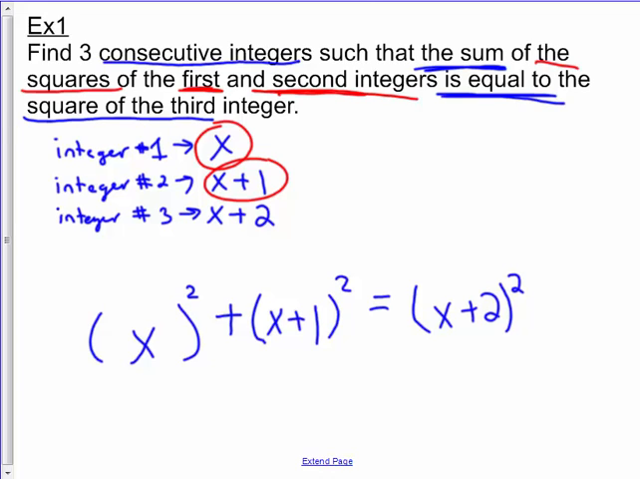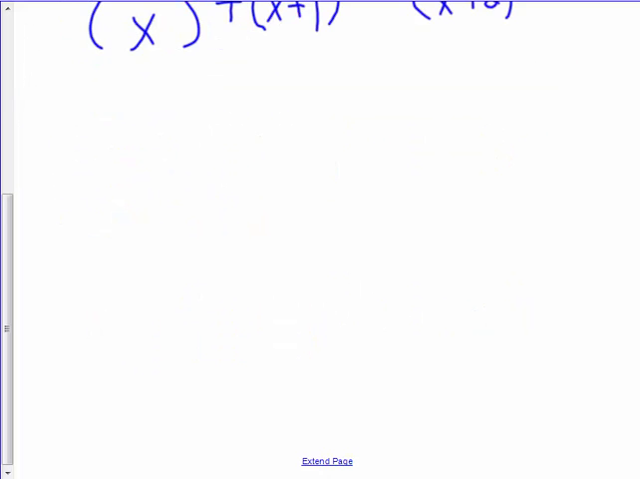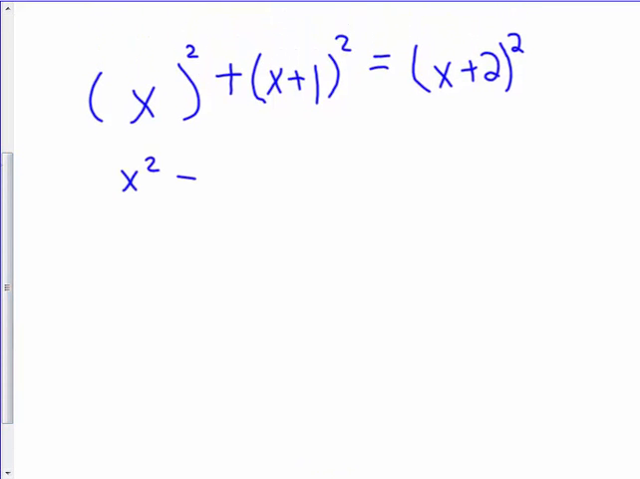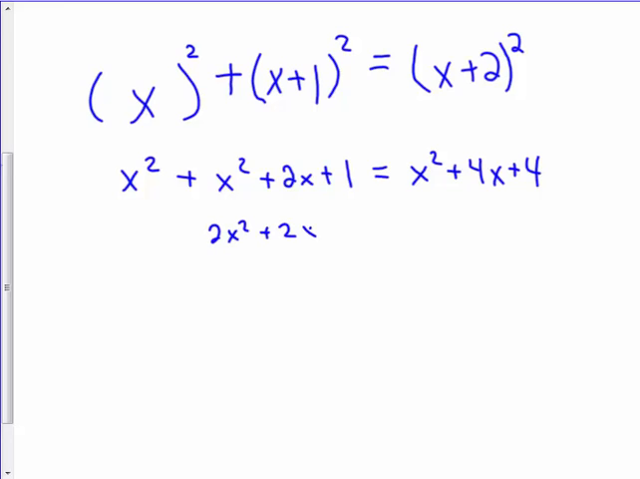I'm going to multiply everything out, so I'm going to FOIL here. Okay. x and x is x squared. x squared plus 2x plus 1. And then x squared plus 4x plus 4. So I'm going to combine like terms on the left side: 2x squared plus 2x plus 1. And that equals x squared plus 4x plus 4.